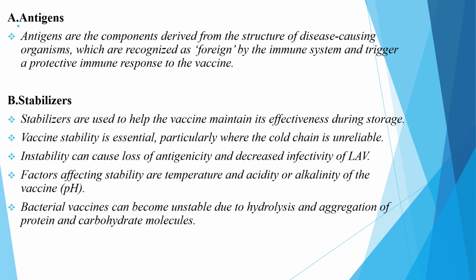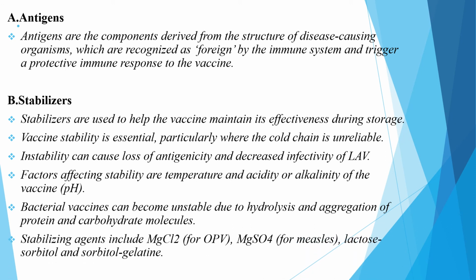Bacterial vaccines can become unstable due to hydrolysis and aggregation of protein and carbohydrate molecules. Stabilizing agents include magnesium chloride, magnesium sulfate for measles, and magnesium chloride for OPV, lactose, sorbitol, and sorbitol gelatin.